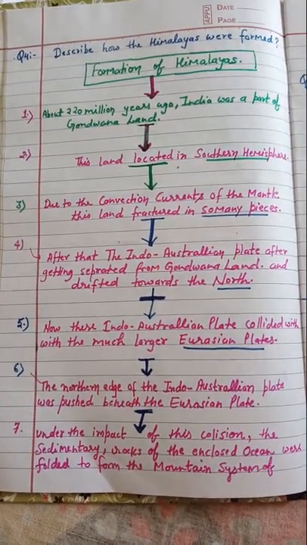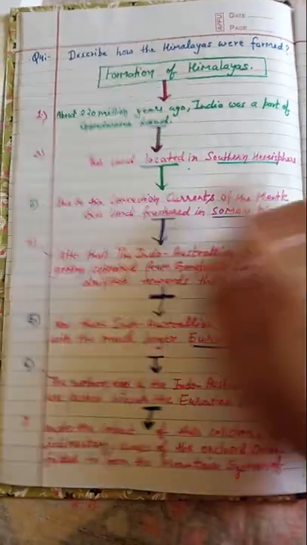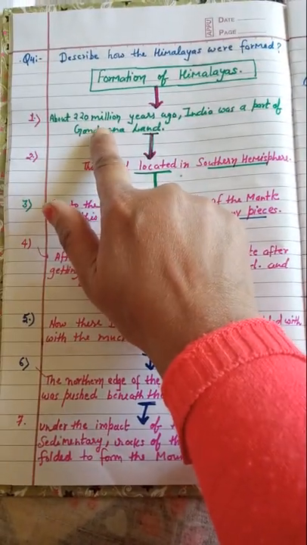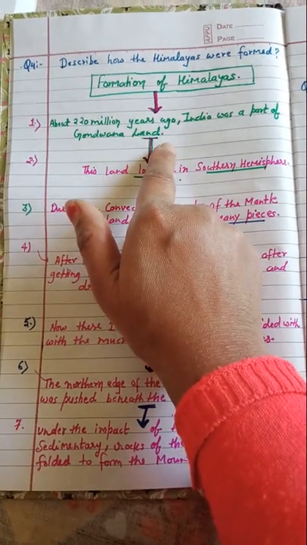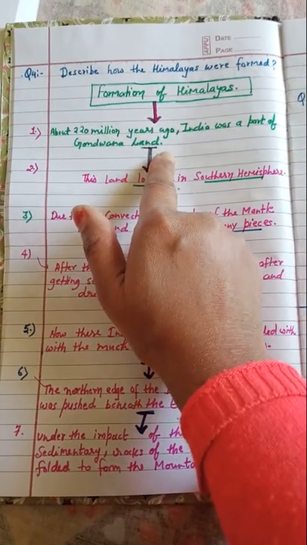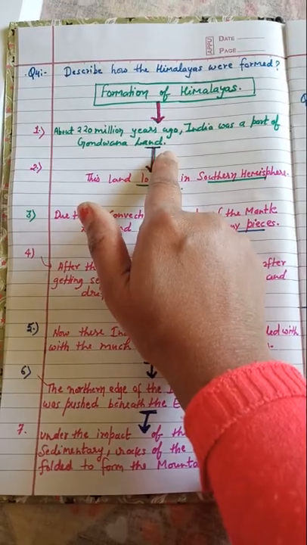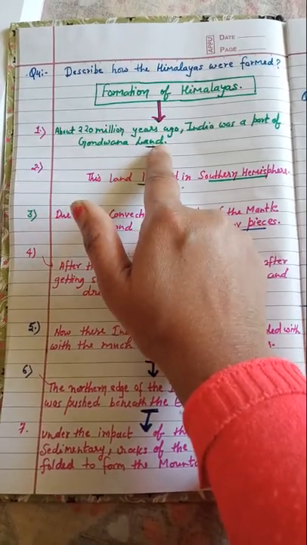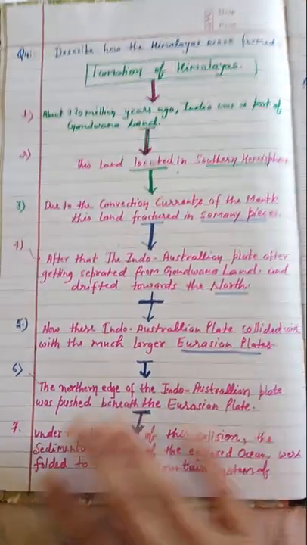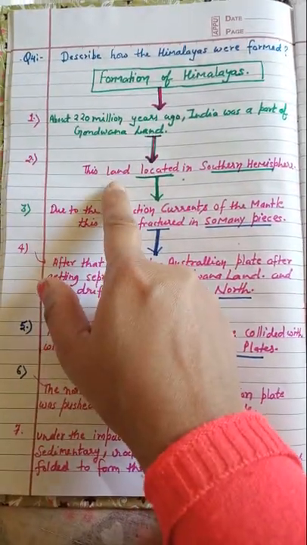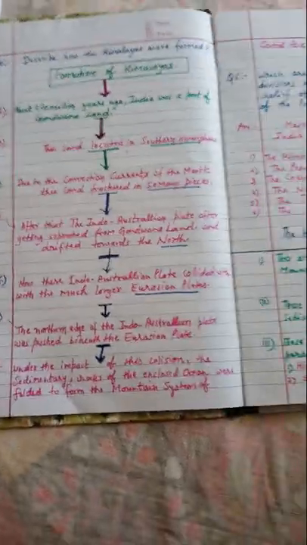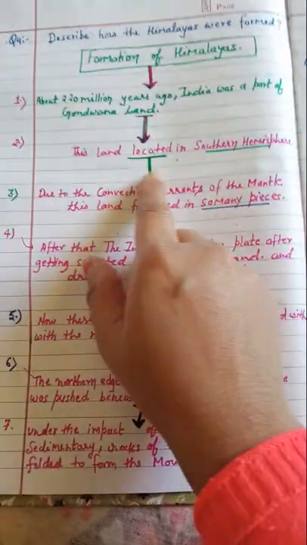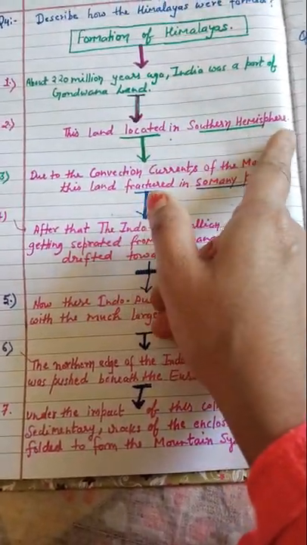Okay. So, formation of the Himalayas. Student, the first step: about 220 million years ago, India was a part of Gondwana land. You know that the oldest land mass was known as Gondwana land, and India is also a part of this land mass. Where is this land mass located? This land mass, Gondwana land, is located in the southern hemisphere.